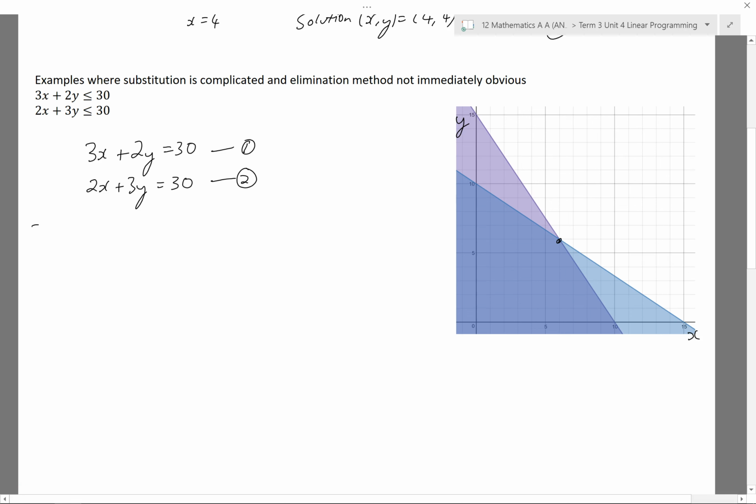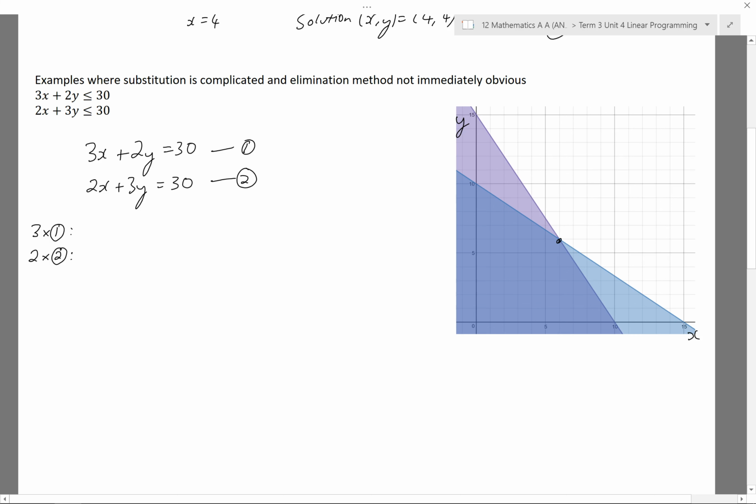So I'm going to multiply equation 1 by 3. And I'm going to multiply equation 2 by 2. It's the same method that you'd use trying to find a common denominator to add two fractions. You'd think, okay, it needs to be 6, so I need to multiply this top by 3, and this top by 2. It's the exact same thought process.